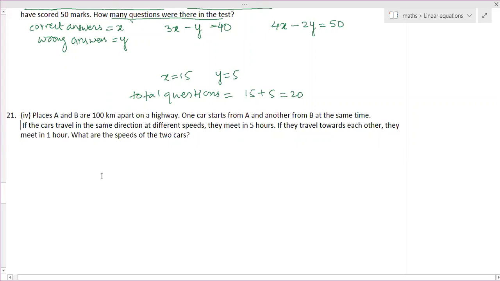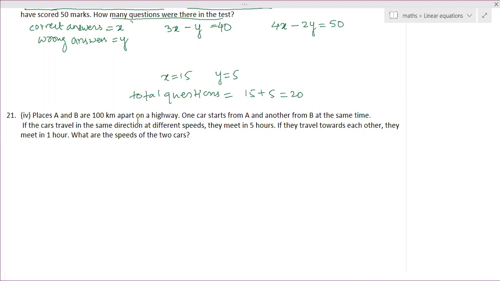What is the equation you got? You have solved this? Ma'am, I tried, but I don't know if it's correct. I got the second equation as X plus Y equals 100. I'm not sure about this one.